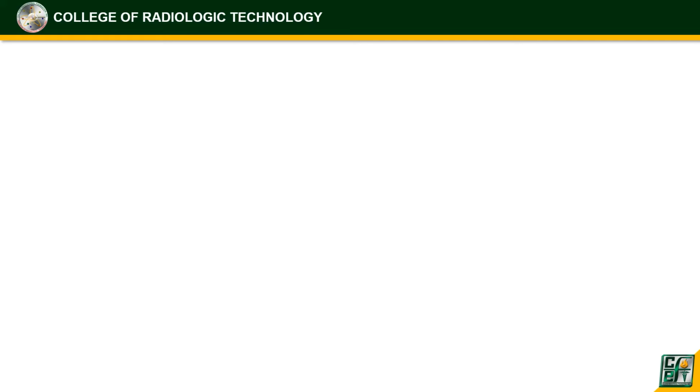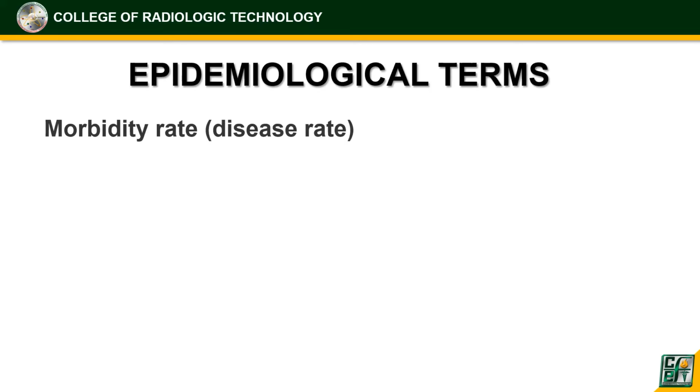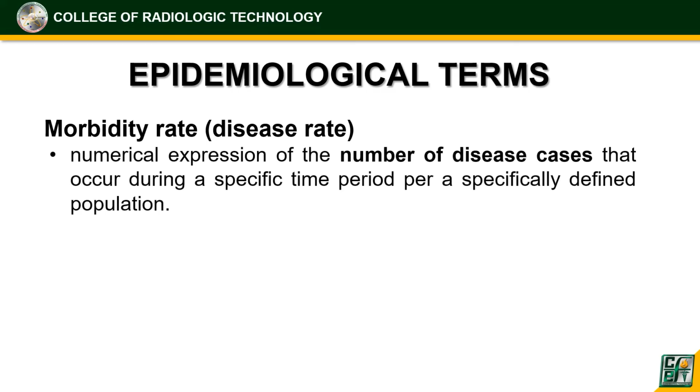Another important term in epidemiology is morbidity rate, also known as disease rate. It is the numerical expression of the number of disease cases that occur during a specific time period per a specifically defined population. Let's say, top 10 morbidity rate in the Philippines.